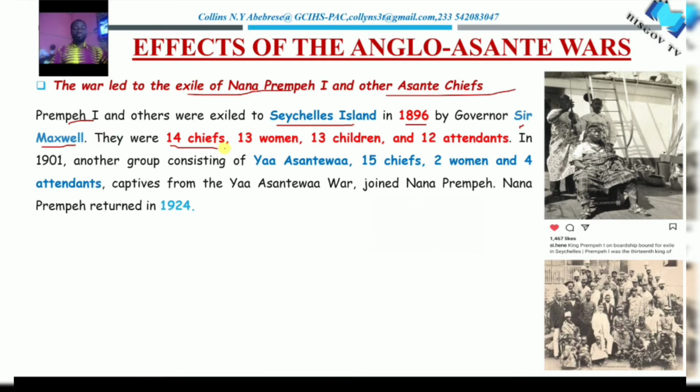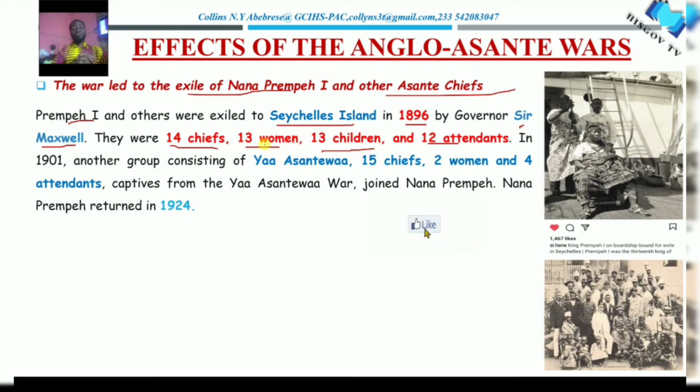He didn't go there alone. Other 14 chiefs were arrested, including 13 women, 13 children, and also about 12 attendants who were added to Nana Prempeh to go and serve him in Seychelles Island. This image says Nana King Prempeh the First on board ship bound for exile in Seychelles. Prempeh was the 13th king of the Ashanti. This is when he was in the ship going to the Seychelles Island. And this image down here was taken at Seychelles Island, with Prempeh, the British governor and some other people.